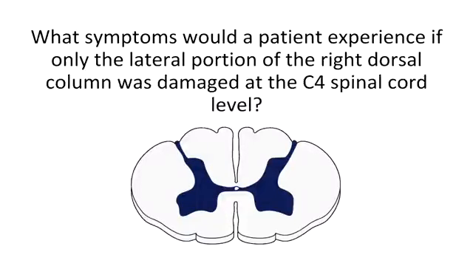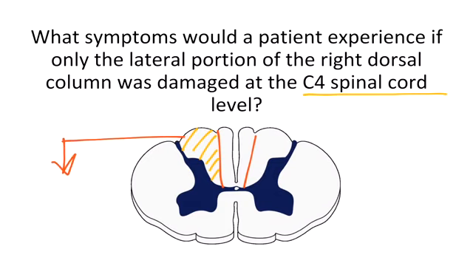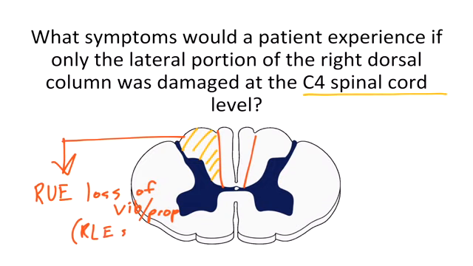So going back to the question, a patient who has damaged the lateral portion of the right dorsal column, so right here, at the C4 spinal cord level, would lose vibration and proprioception of the arm, but not the leg. So we will write the right upper extremity experiences loss of vibration and proprioception, but the right lower extremity is spared.